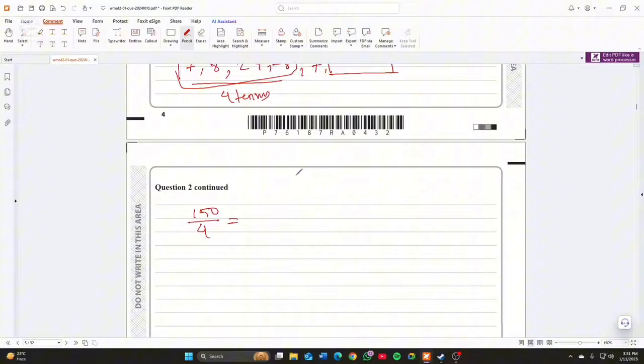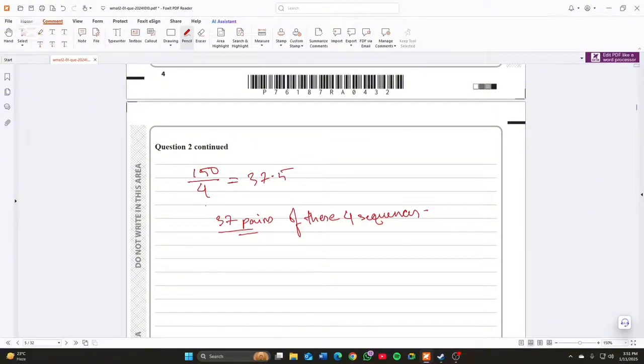Let me just do this. 150 divided by 4 is 37.5. That means we have 37 full groups of these four terms. So we have 37 groups. But 37.5 means we have two values more than 37 groups, so there will be 37 groups of 7, 8, 23, and minus 8.